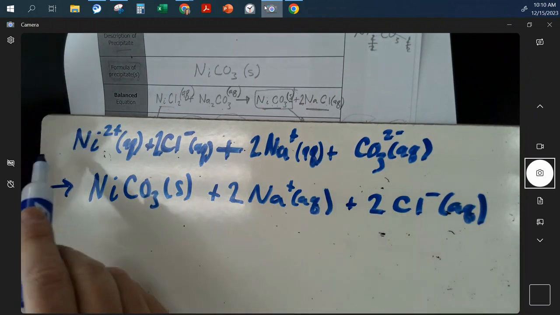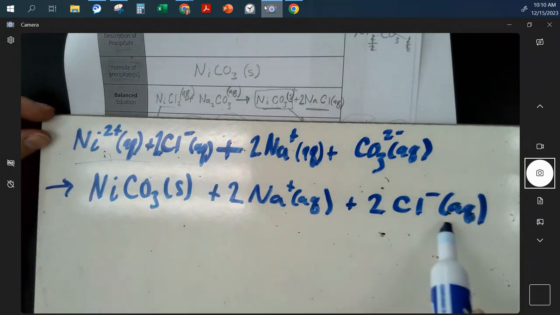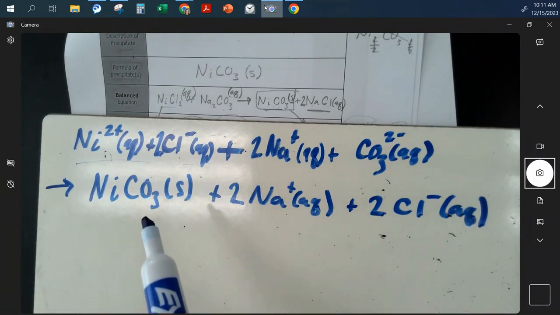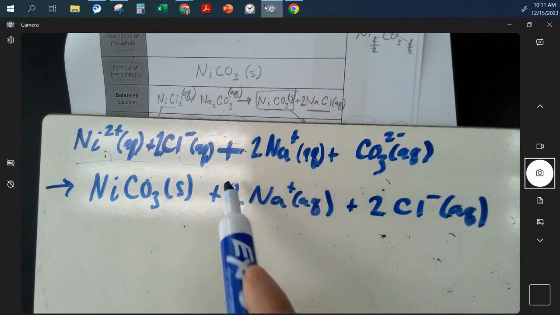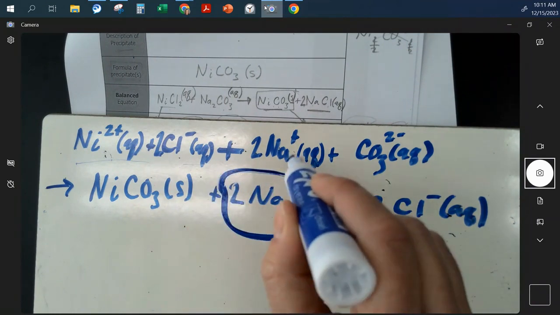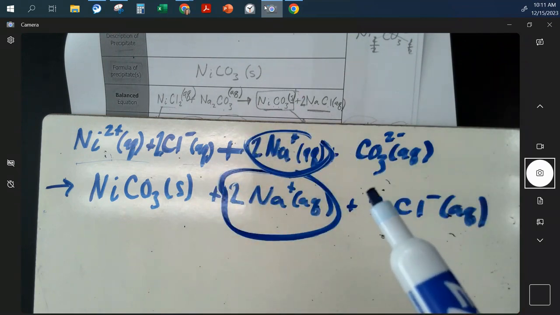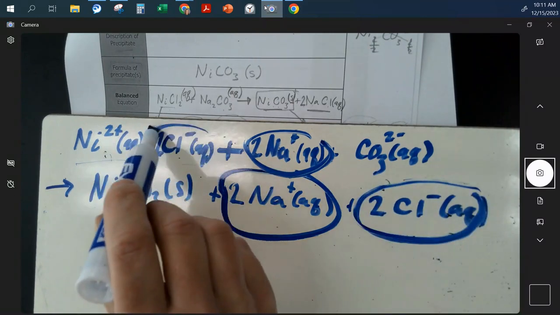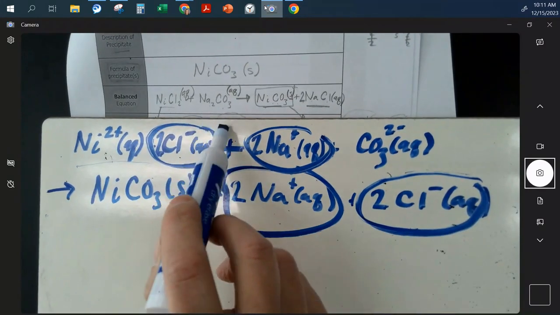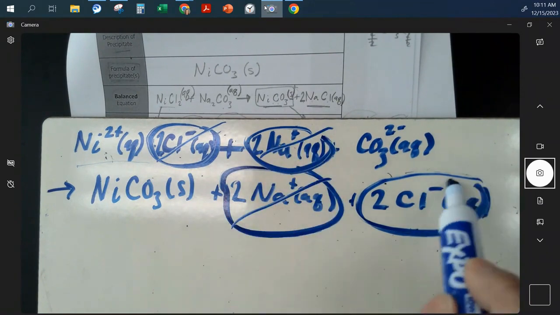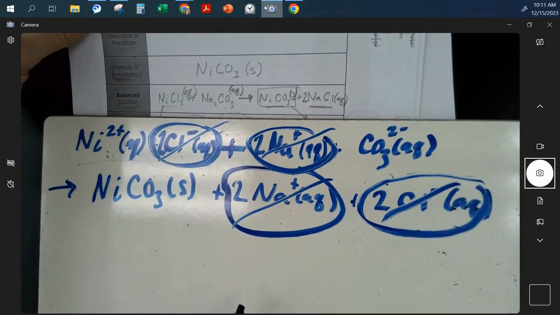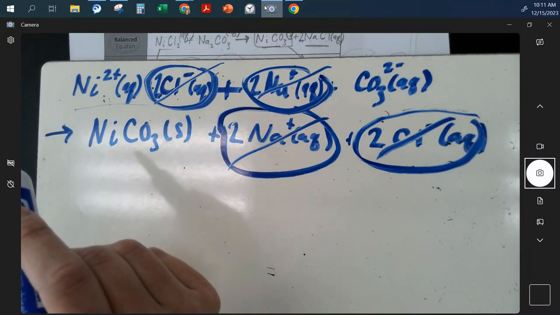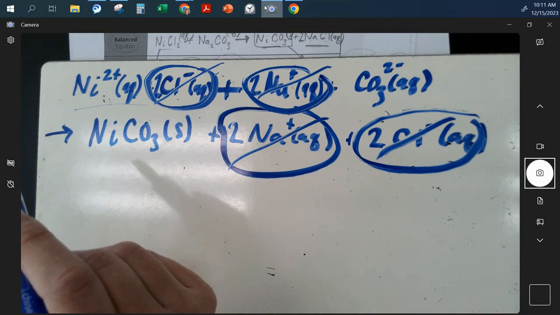So again, this is the left side, this is the right side. So I'm going to look through and see, is there anything on the left that also appears on the right? 2 Na is good. So this one matches this side. So for the net ionic equation, I'm going to cancel those out. They're not really doing anything. They're just spectating. They're just watching the rest of them react. So this is the complete ionic equation. My net ionic equation is just the ions and solids that are participating in the reaction.